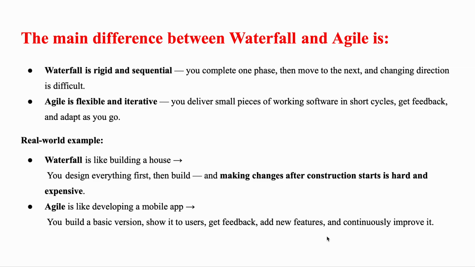Here's a simple example. Waterfall is like building a house. You design everything up front, then build. And once construction starts, making changes is hard and expensive. Agile is like developing a mobile app. You build a basic version first, show it to the users, get real feedback, add new features, and keep improving over time. Both models have their place. It just depends on the project and needs of the customer.